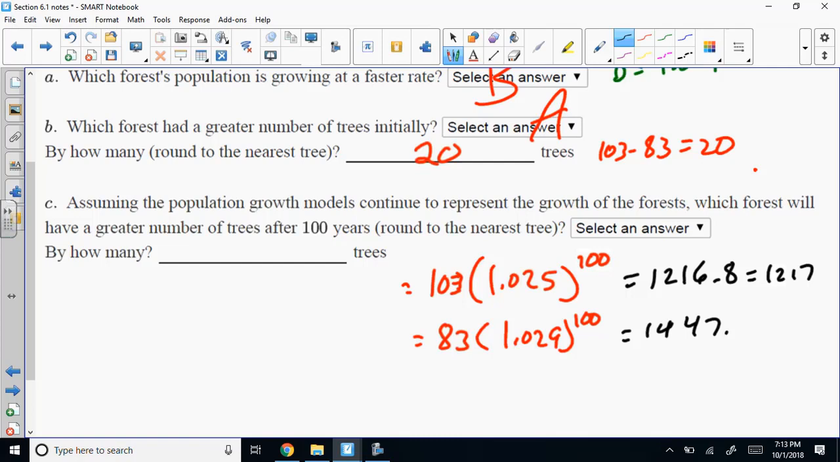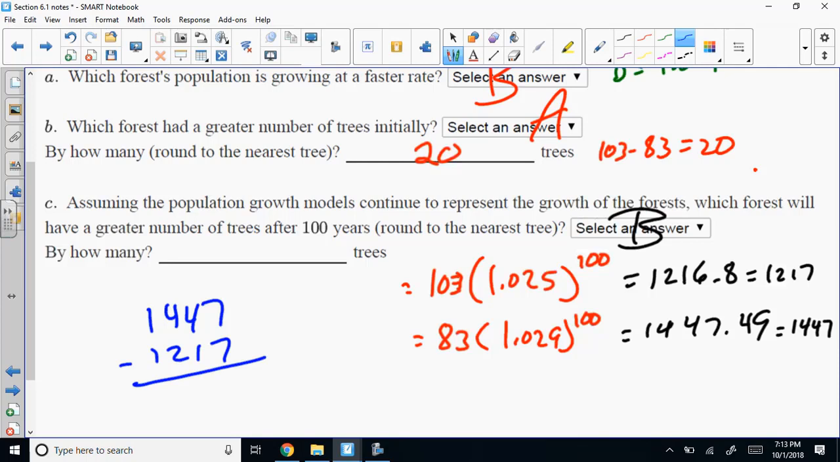Well, there you go. So who's got it? Forest B. By how many? 14? I got 1447 minus 1217, right? Y'all agreeing with me? I got 1216. 1216.81, round to the nearest tree, right?